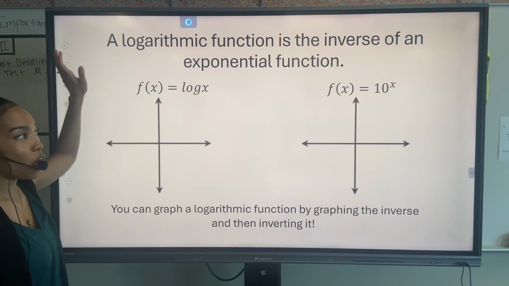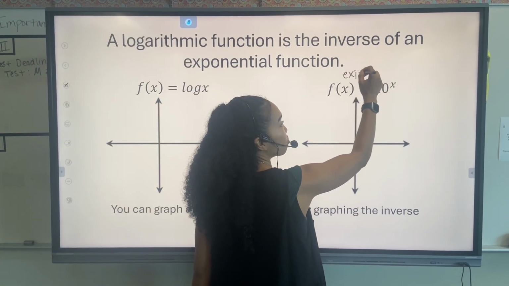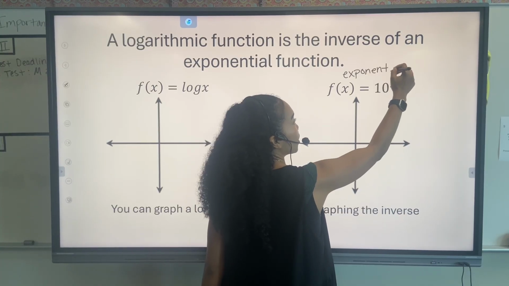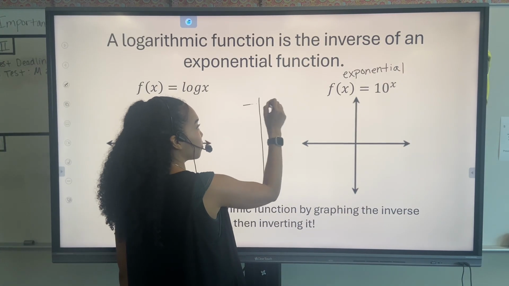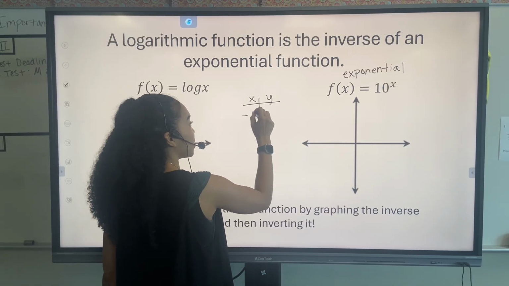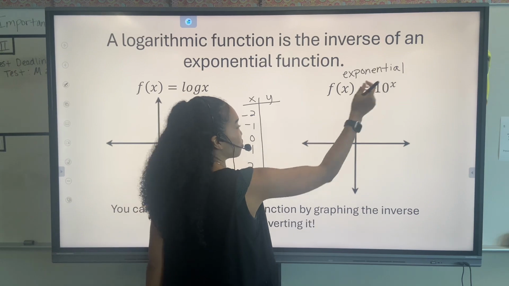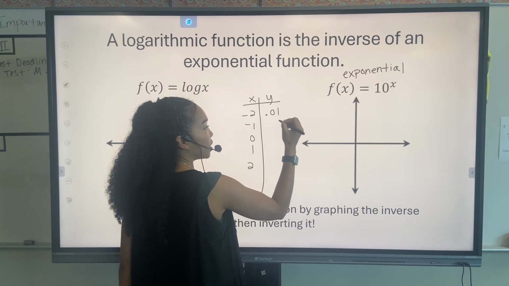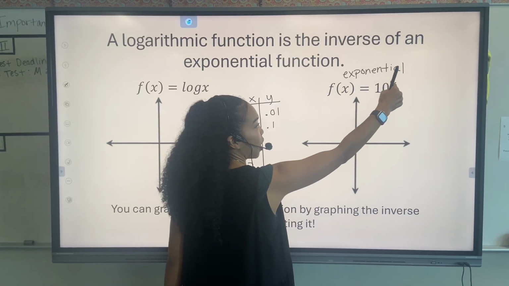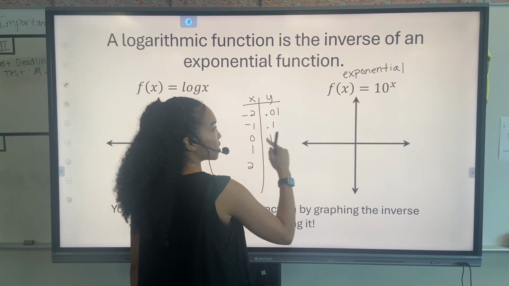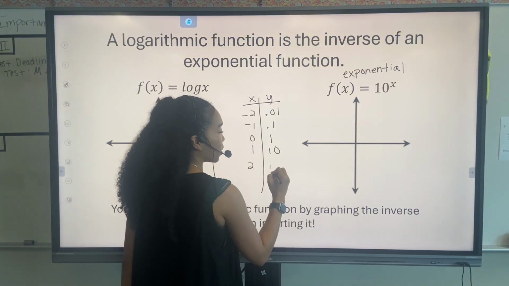Let's look at something we already know. 10 to the power of x. This is an exponential function. So we're going to review what we did the last unit. We would make a table, and we would always plug in these values. And when you plugged in a -2, you guys got 0.01. When you plugged in a -1, you got 0.1. 10 to the power of 0 is 1. 10 to the power of 1 is 10. And 10 to the power of 2 is 100.